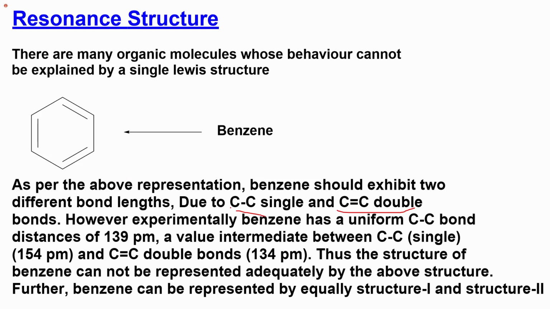However, experimentally benzene has uniform carbon-carbon bond distances of 139 picometer, a value intermediate between 154 picometer and the 134 picometer double bond. Thus, the structure of benzene cannot be represented adequately by the above structure. Further, benzene can be represented by equally structure 1 and structure 2. So, what is resonance structure?